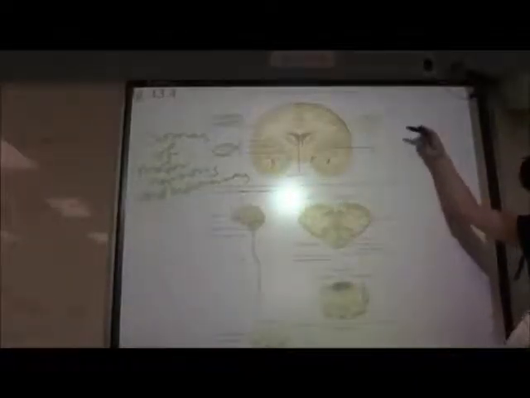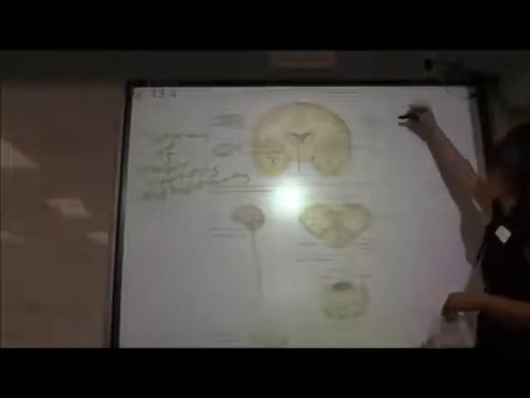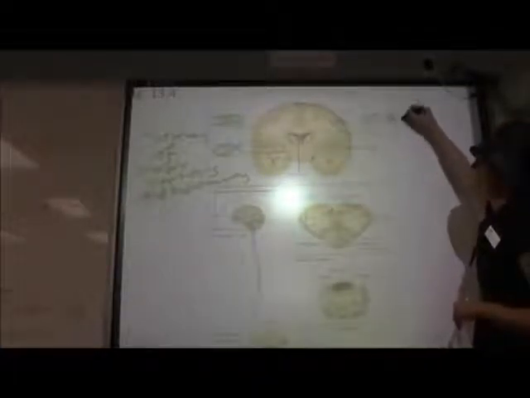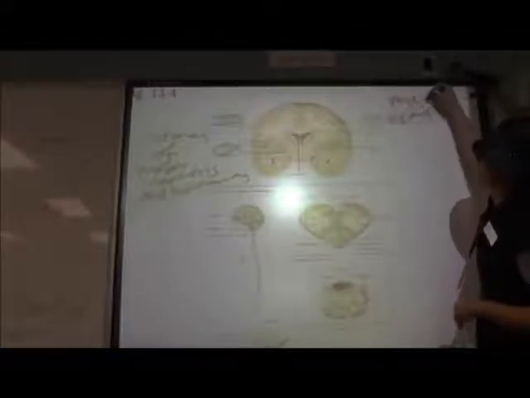White matter looks white because myelin stains white. So the white matter is the axons of our neurons. So we'll say myelinated axons.